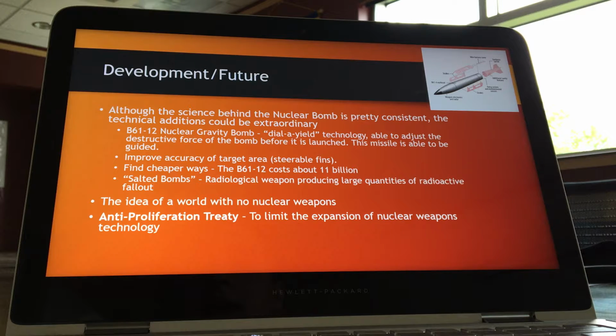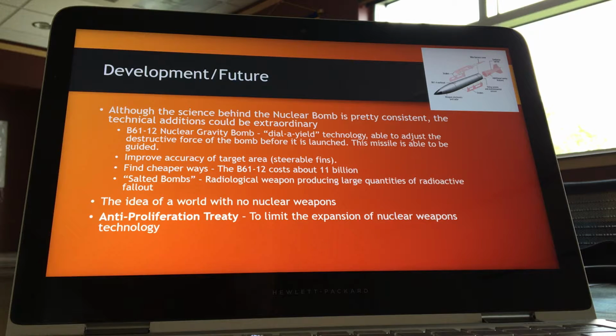Also, people want a world with no nuclear weapons. They feel as though these weapons are too powerful for people to use and could potentially eliminate the human race, or vastly reduce it, if there was an all-out nuclear war.